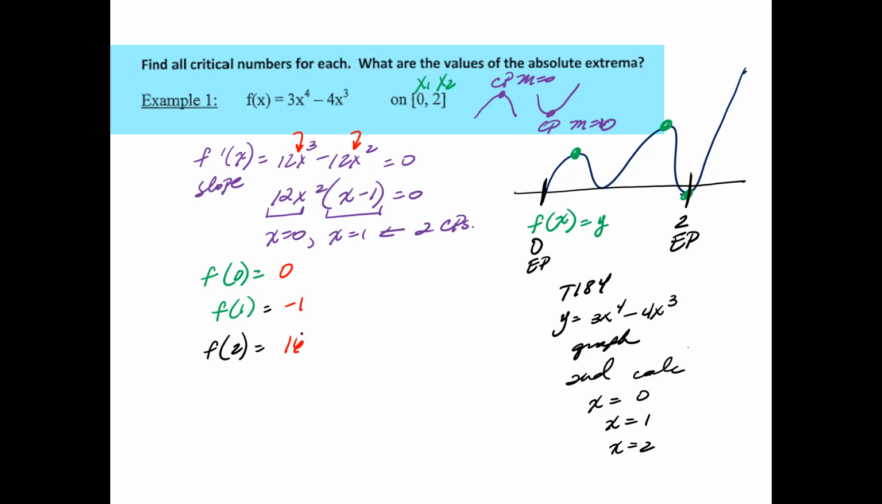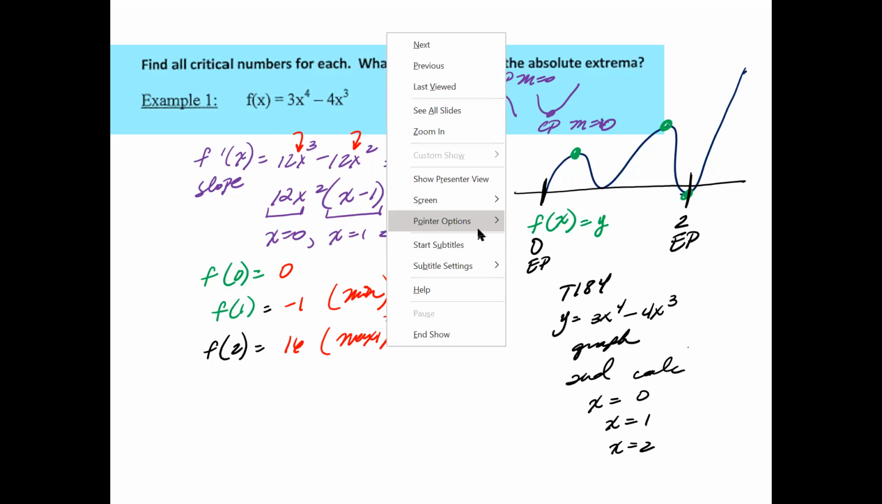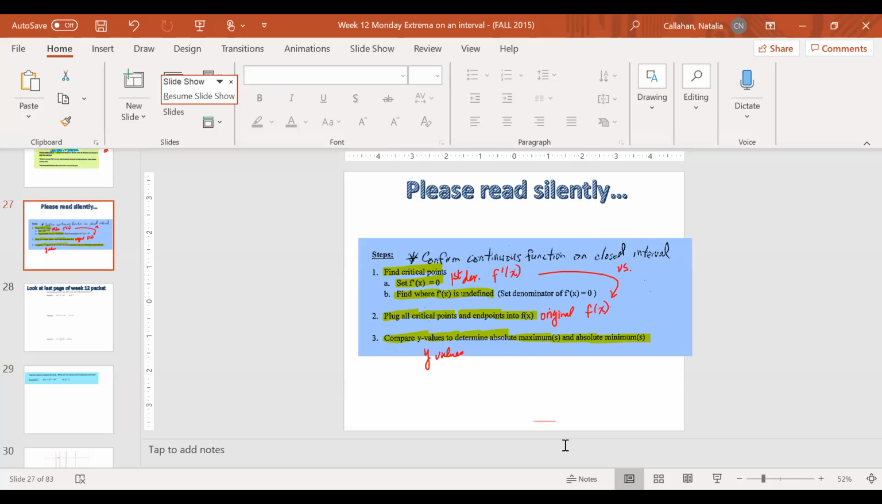So then looking at this, which is your highest point? 16. So that's your maximum. And then where is your lowest point? Right there. So that is your minimum. All right, so take a moment to absorb that, and we'll go on to the next question.